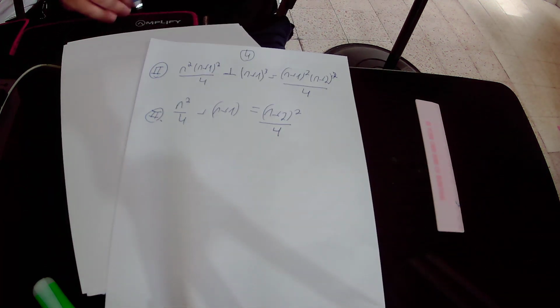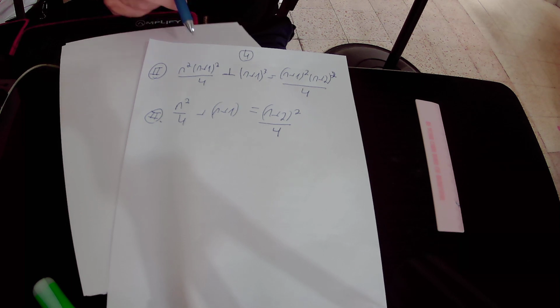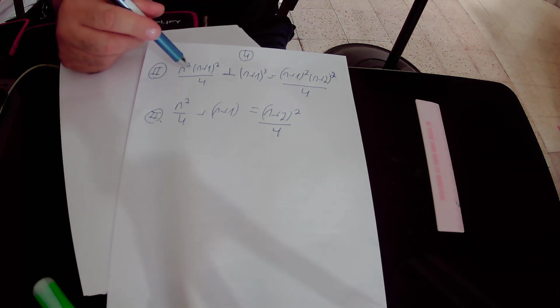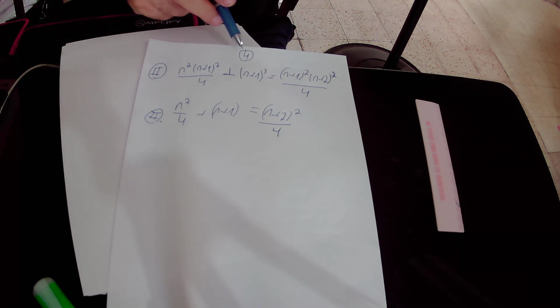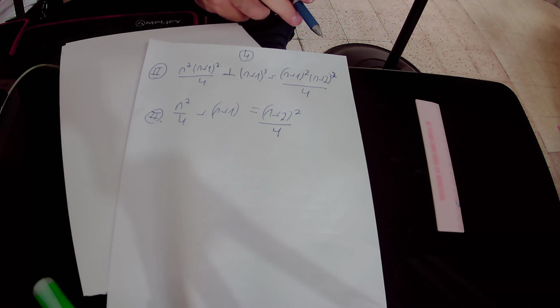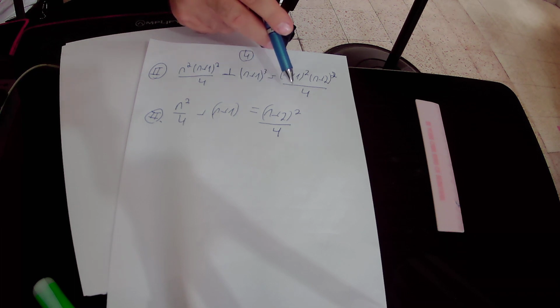So after we divide both sides of the equation by (n plus 1) squared, n squared times (n plus 1) squared divided by 4 divided by (n plus 1) squared is n squared divided by 4, and (n plus 1) to the power of 3 divided by (n plus 1) squared is n plus 1, and (n plus 1) squared times (n plus 2) squared divided by 4, all divided by (n plus 1) squared, is (n plus 2) squared divided by 4.